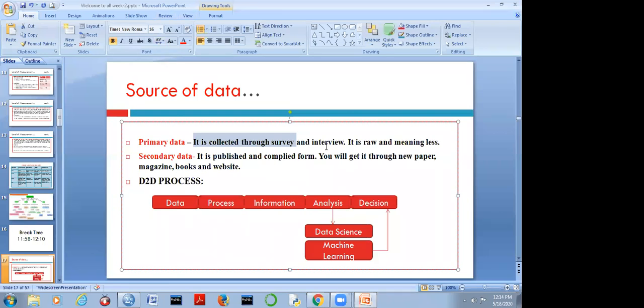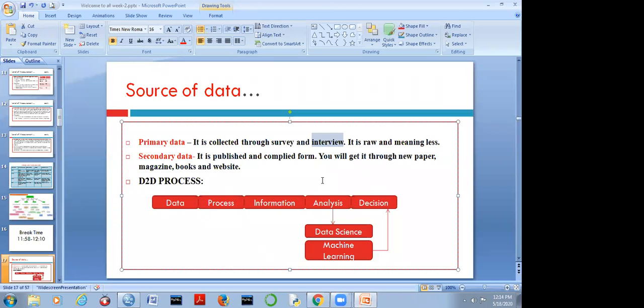Another way we collect the data is through interview. You take the interview, you note down that interview in a qualitative form, you ask certain questions to the interviewees, and then as an analyst, as a statistician, you convert those points into quantitative form.